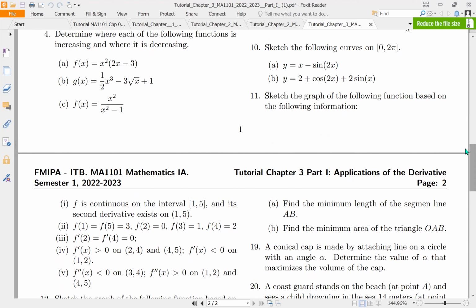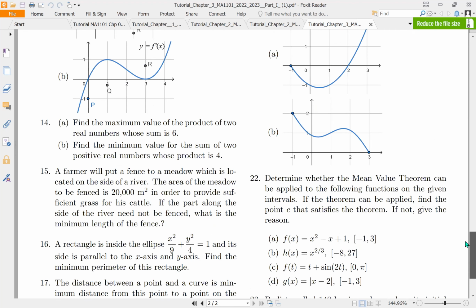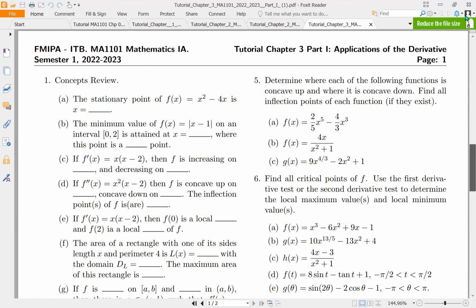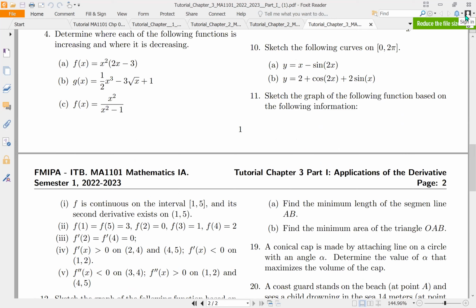Okay, so that's the rough summary for part A. Okay, so any question or comment?